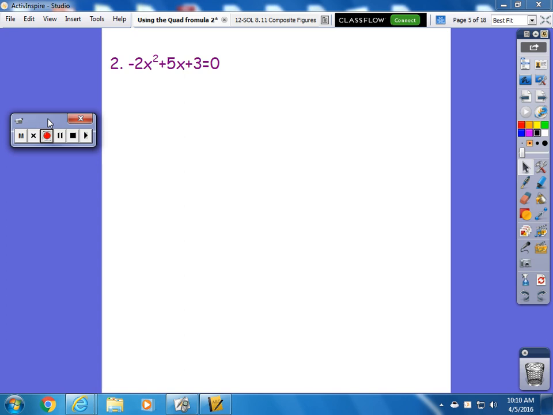On our next problem, we're going to go ahead and figure out a, b, and c. And we're going to plug it into the quadratic formula again. Again, write it down, please. X equals negative b plus or minus, very important, the square root of b squared minus 4ac all over 2a.